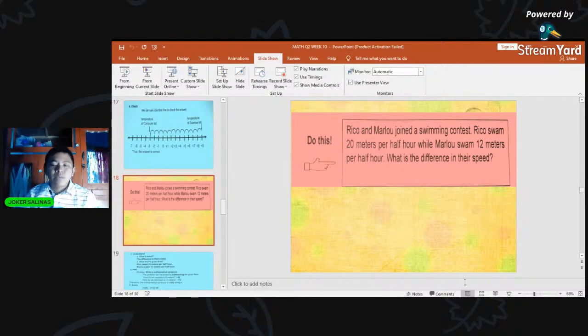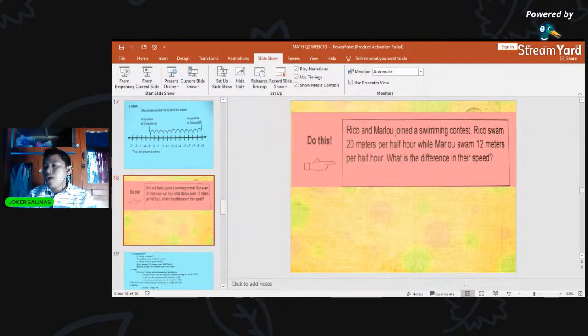I'm going to repeat the given problem. Rico and Marlo joined a swimming contest. Rico swam 20 meters per half hour, while Marlo swam 12 meters per half hour. What is the difference in their speed?